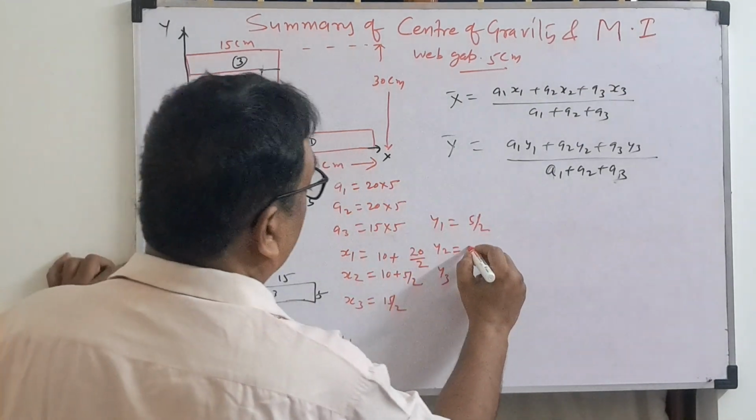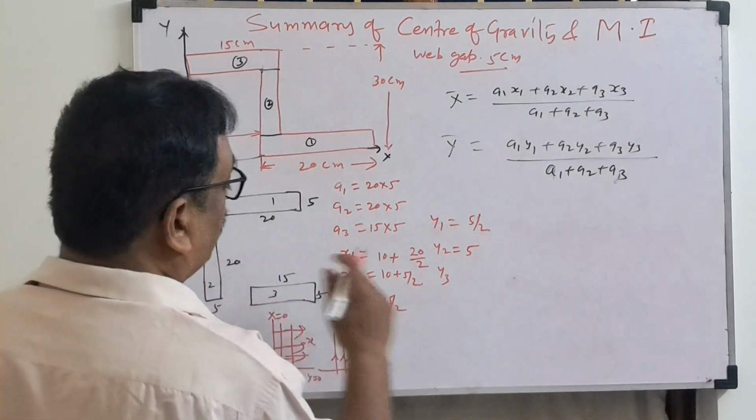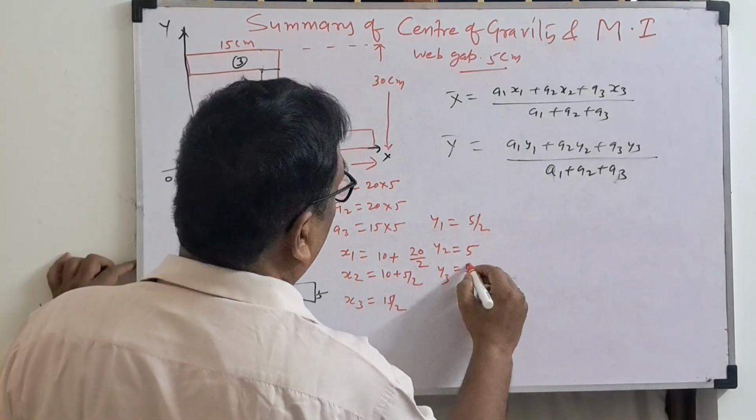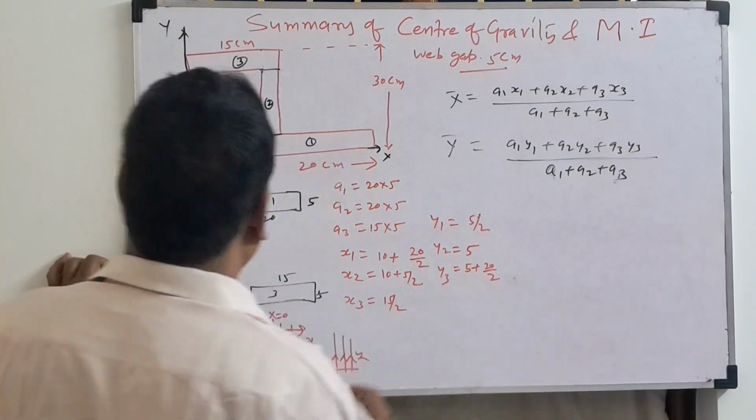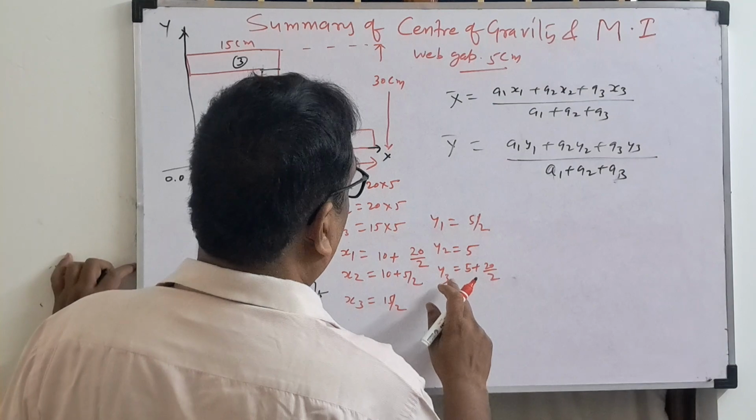Y2 is 5 plus this half distance. How much is this one? 20. So 5 plus 20 by 2. Then y3, y2 already.